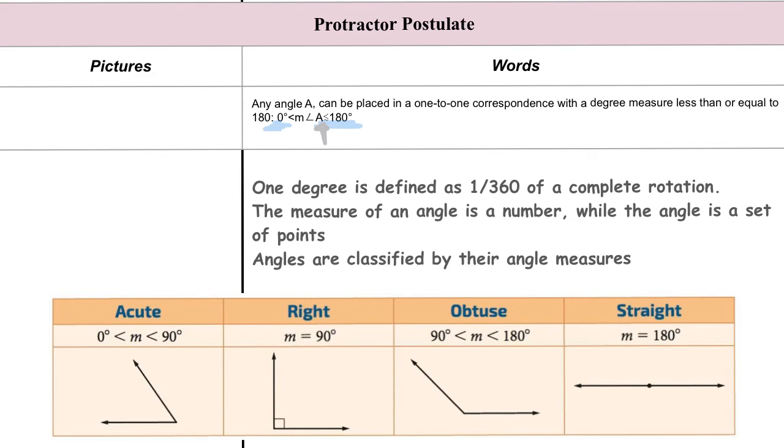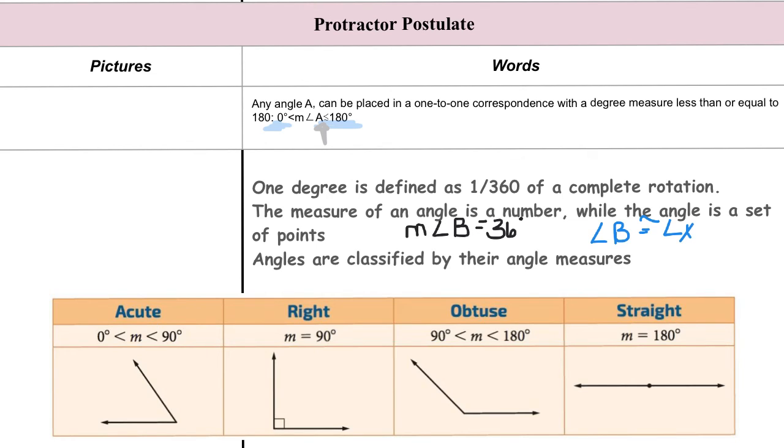1 degree is defined as 1/60th of a complete rotation. The measure of an angle is a number, while the angle is a set of points. So when we are writing in geometry, if I'm asking you to give me the measure of angle B, you're going to say the measure of angle B is equal to 36 degrees. If I wanted you to write angle B is congruent to angle X, you would not write the measure, you would just write angle B is congruent to angle X.